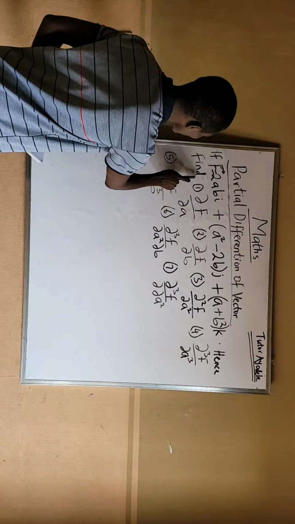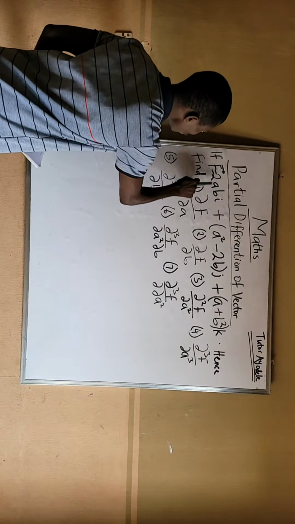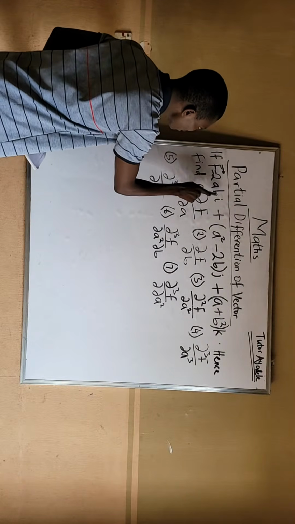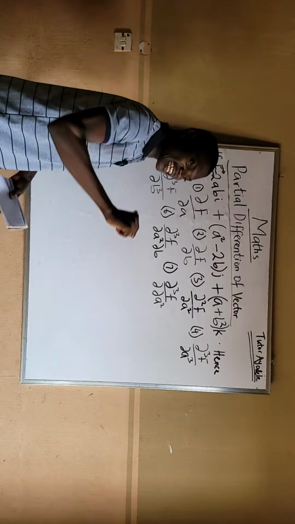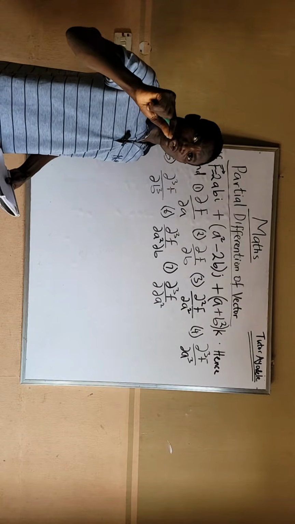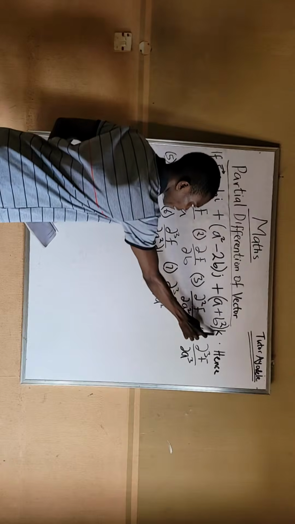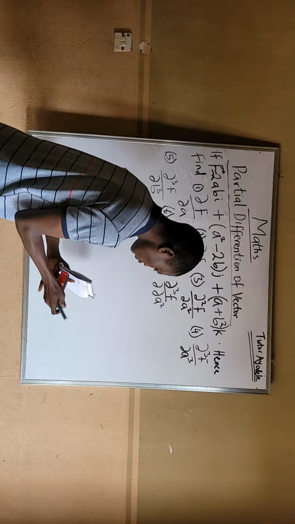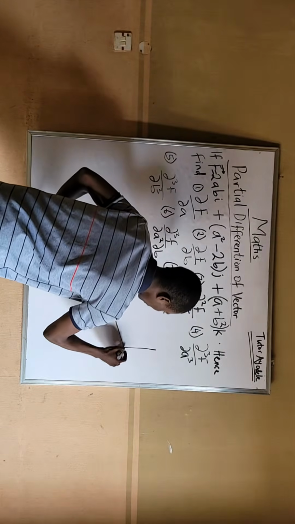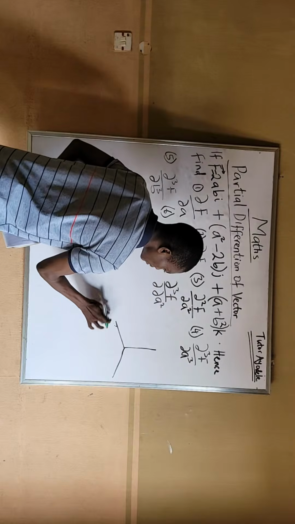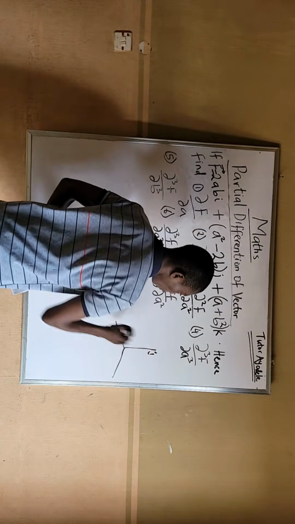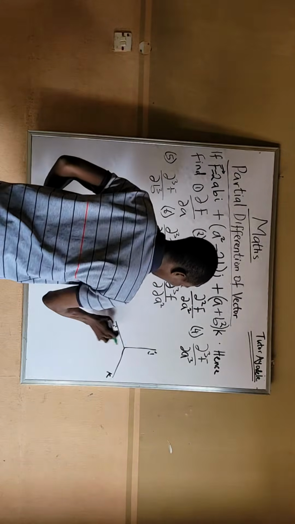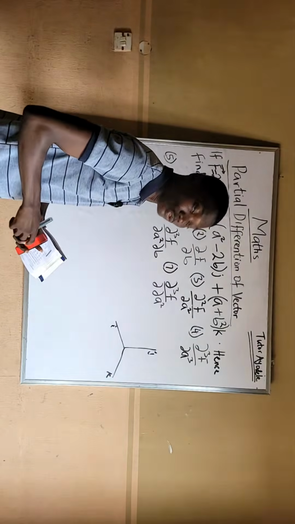All right, now the first one, say we are given a vector f to be this. You're given a vector f to be 2bi. Take note, i, j, and k here, they signify what? Direction. You remember in physics, you were once taught that i is in the x direction, j in the y direction, and k in the z direction. So i, j, k there represent direction. Take note of that.